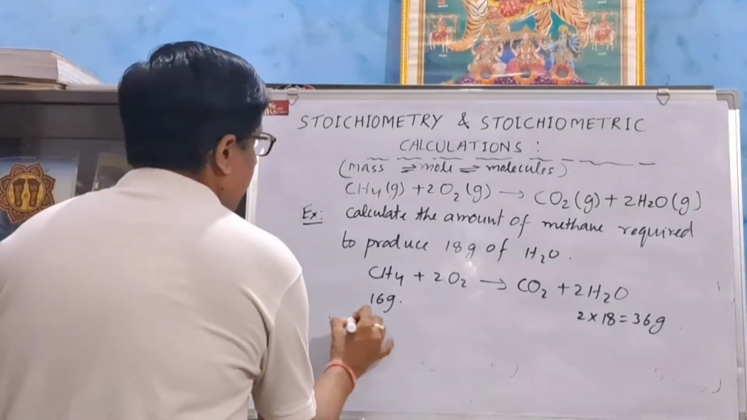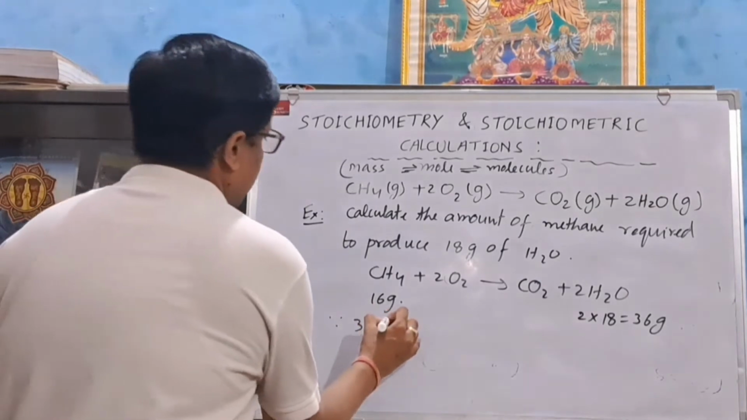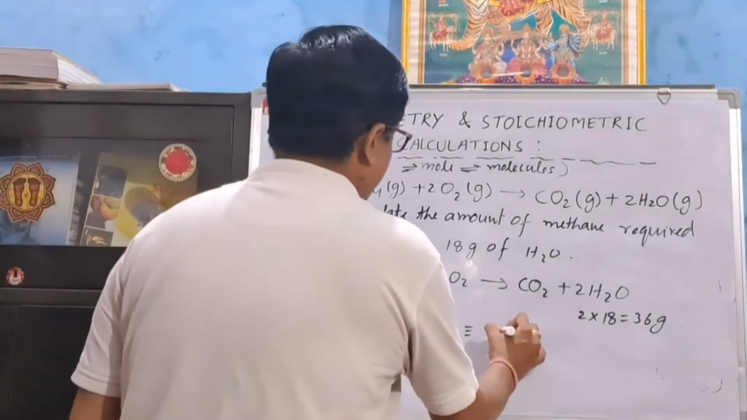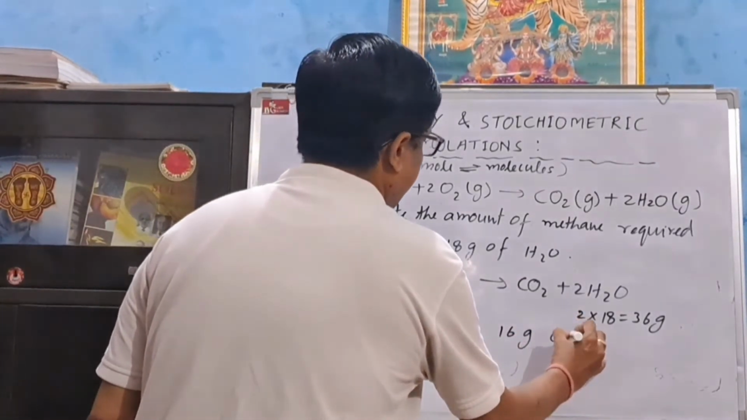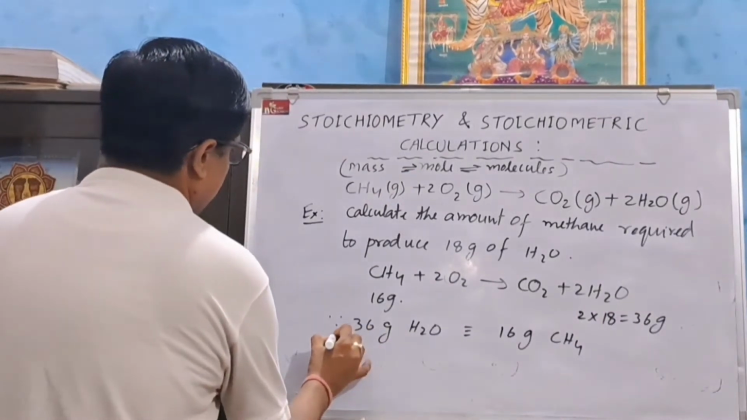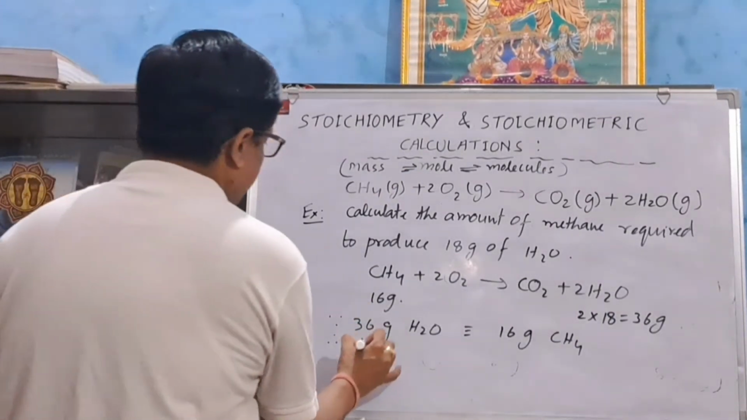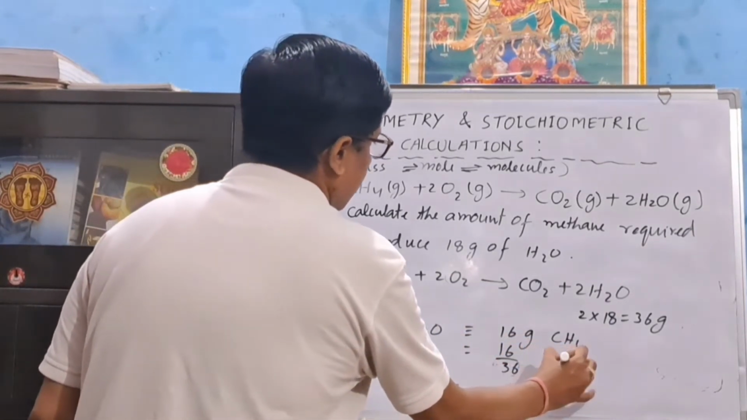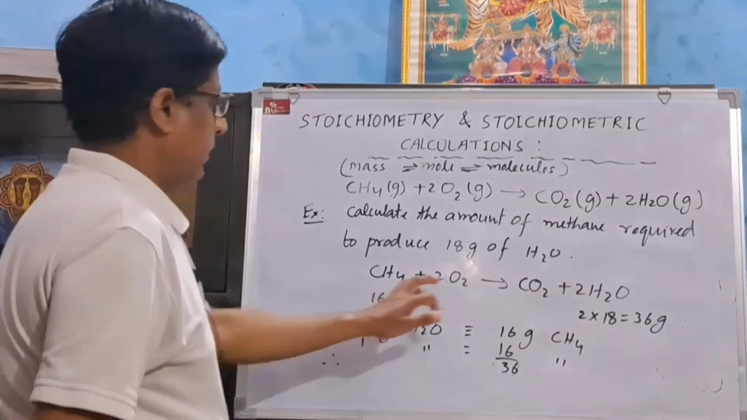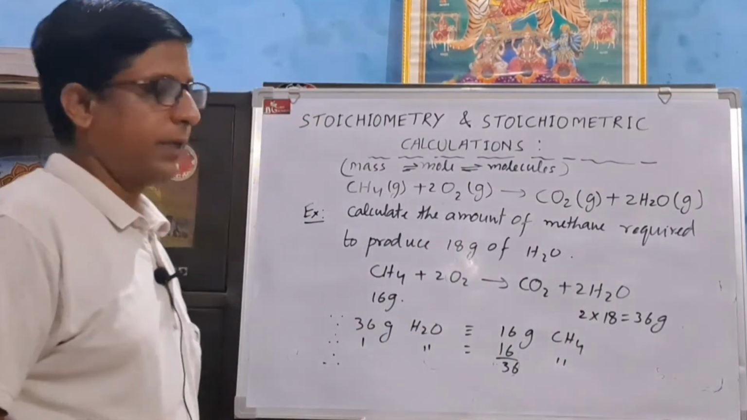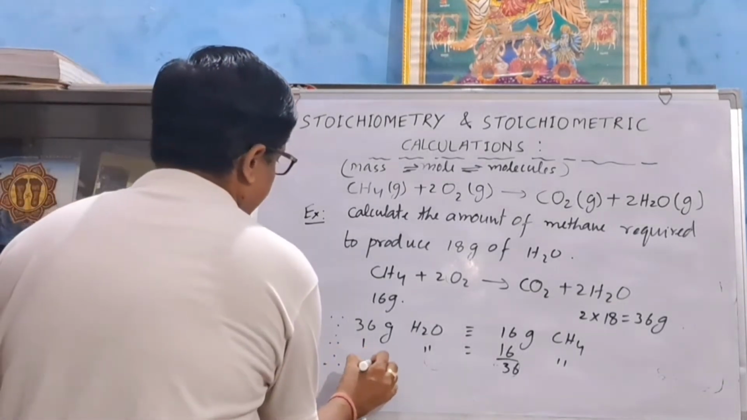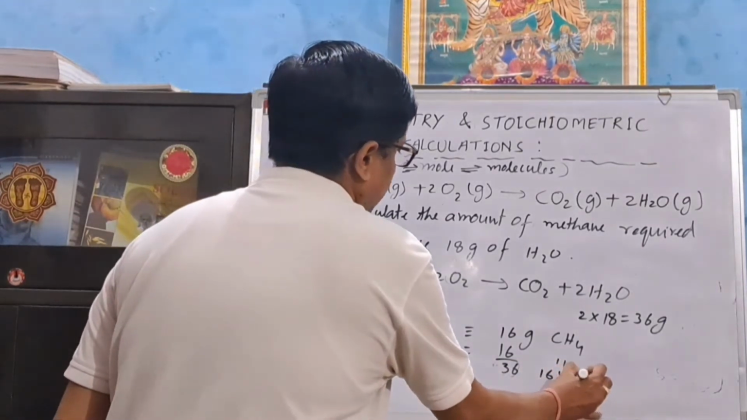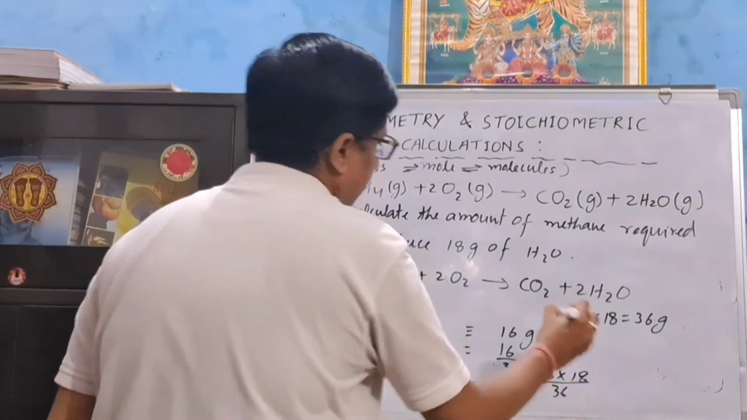Therefore, 36 gram of water is produced from 16 gram of methane. Therefore, 1 gram will be produced by 16 upon 36. Here, the amount of water given is 18 gram. Therefore, 18 gram of water will be produced from 16 into 18 upon 36.